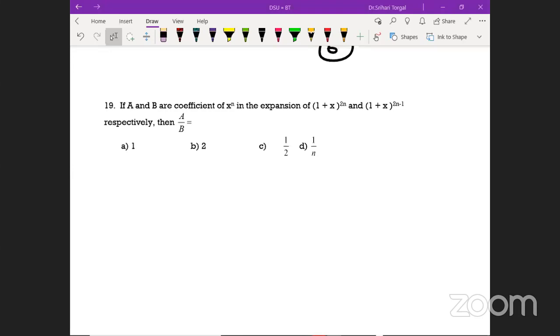Many of them are answering that the answer is 1, which is wrong.